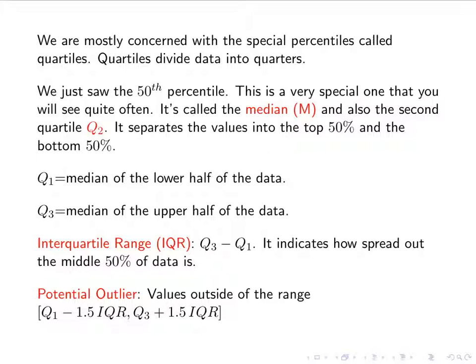And then the last thing we look at is what's called a potential outlier. These are values in the data that are outside of the following range: Q1 minus 1.5 times the IQR to Q3 plus 1.5 times the IQR. So we'll see what this looks like in an actual example.